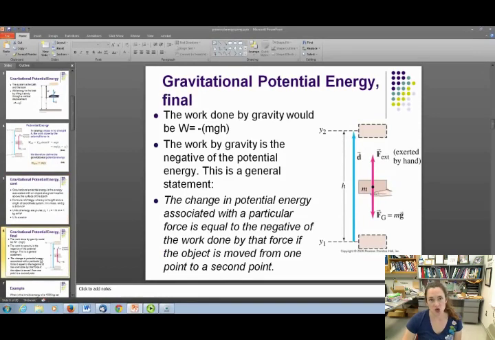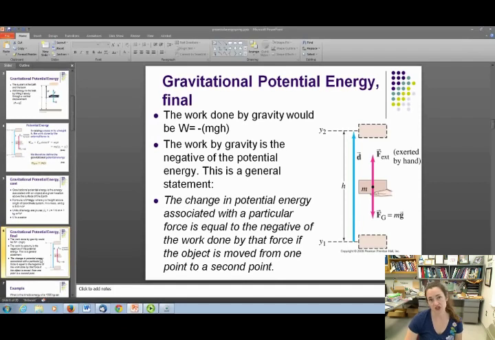If you looked at the work done by gravity as the object was lifted through that height, then you would see that the work done by gravity would be minus mgh. And the minus sign is because the displacement h is opposite to the direction of the force of gravity. So the work by gravity is the negative of the potential energy of gravity when you lift the object up.